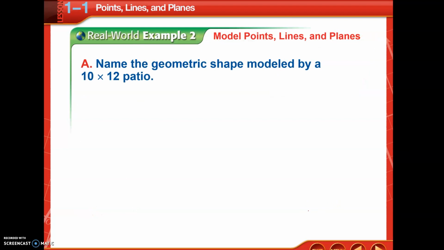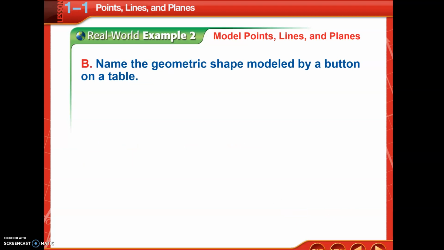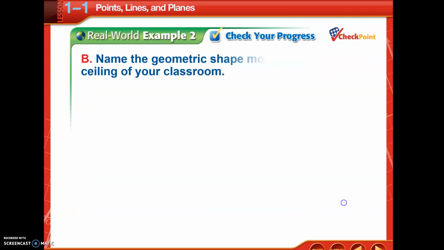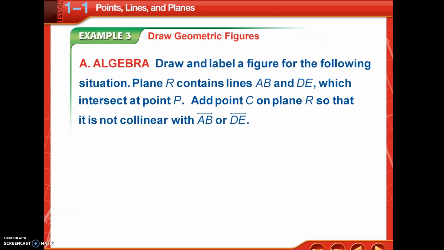So then here we're looking at what are some shapes that this would represent. Point, line, or plane. A patio would be a good representation of a plane. So it's that square rectangular shape. A button on a table, so you have your table with a button on it, that's a point. So again, you can look at these and see if you think the same thing. These are in your notes, so make sure you're following along, make sure we've got it.